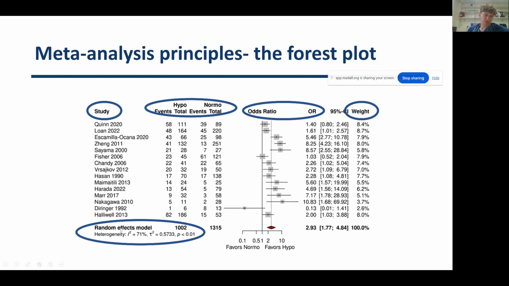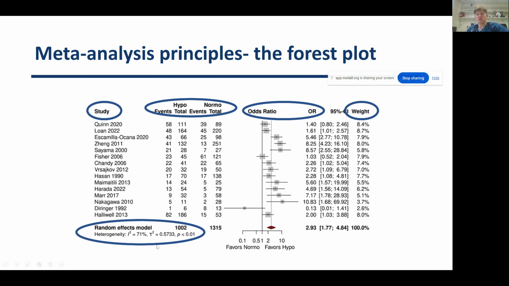Inspecting this plot a bit further, for the random effects, you can see the heterogeneity is defined by an I-squared value. That's 71%. This is generally quite high. I'll explain what that means later, but essentially heterogeneity means that there's quite a variety of results in this data set. Some are, that one's 10, that one's 7, that one's 1, and that one's 0.13. So they're kind of all over the place.